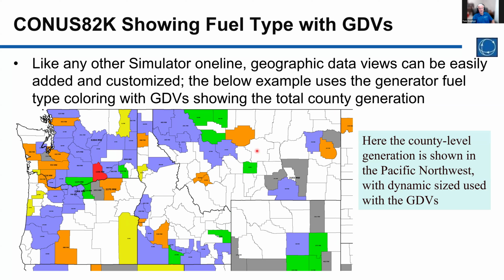This is a zoomed in view of the Pacific Northwest. Here I'm using GDVs to show, I think I'm showing the total generation in each one of the counties there, coloring it by the fuel type. So this shows an example of using GDVs with the regions.